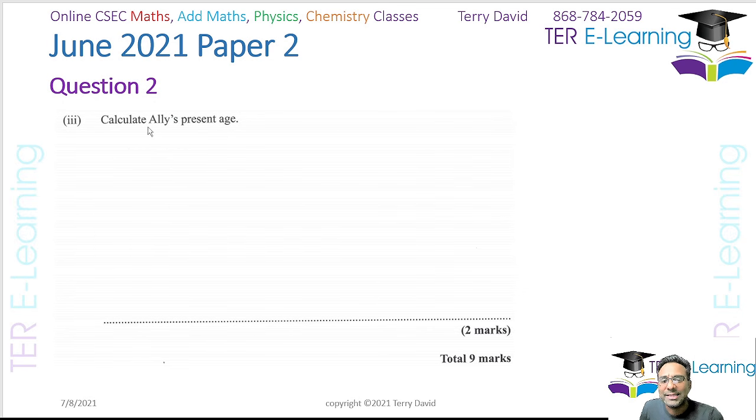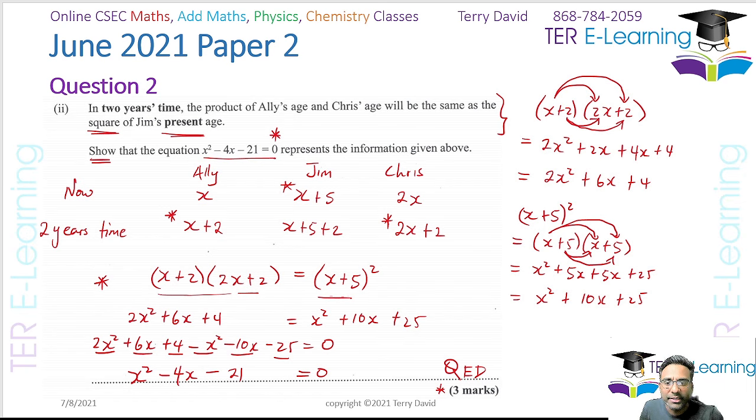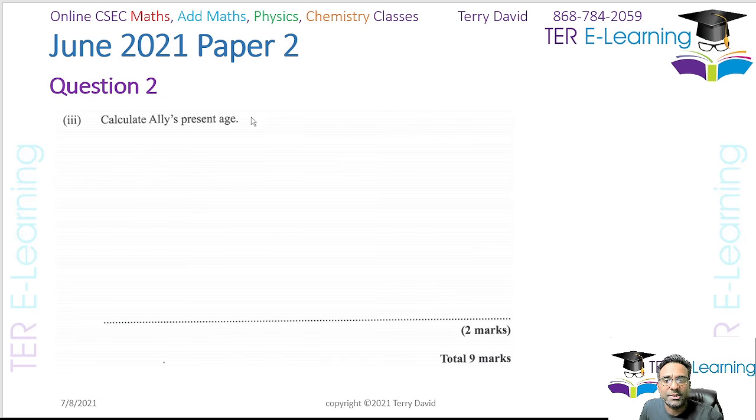Next part, they want us to calculate Ali's present age. Now, remember Ali is x. His present age is x. So what they're really trying to ask us to do is to solve this equation: x squared minus 4x minus 21 is equal to 0. That's what they're trying to ask us to solve. Now there's only 2 marks for this, so we're going to attempt to factorize this quadratic here.